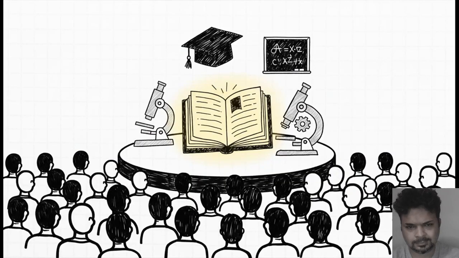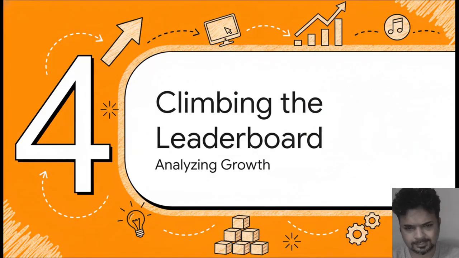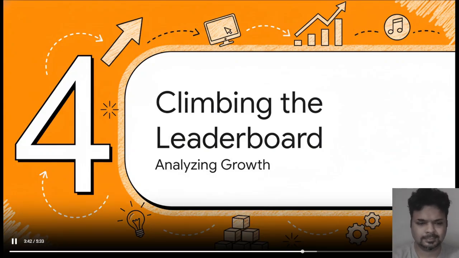And it doesn't stop with professional skills or hobbies either. Even the core stuff, the subjects you remember from school, they have their own giants online too. I mean, check out Krista King. Her specialty is math, and she's got an audience of more than 568,000 learners. To put that in perspective, she's basically running a digital math department that's bigger than most actual universities. Let that sink in. Okay, so we've met the titans, but how did they get there?